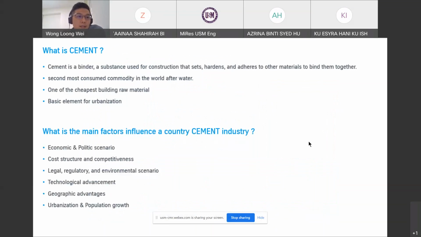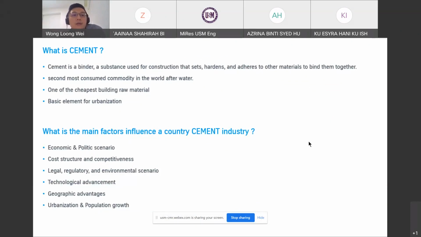And what is cement? Just as I mentioned, cement is a binder, a substance used for construction that sets, hardens, and adheres to other materials to bind them together. So when you see concrete, concrete is a combination of cement with some stone and some sand. And sometimes we add additional additives to make the concrete harden. So these are the main components when it comes to concrete for construction.